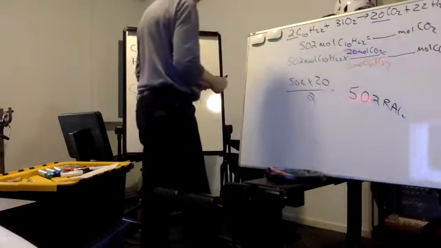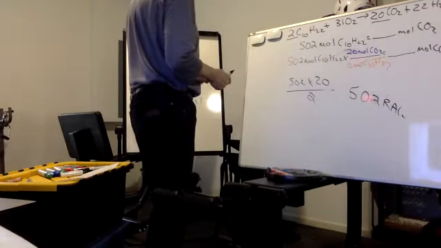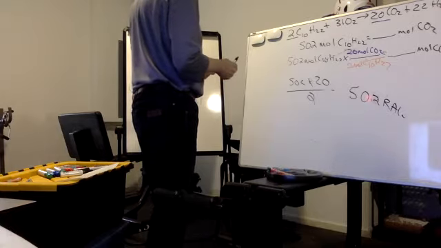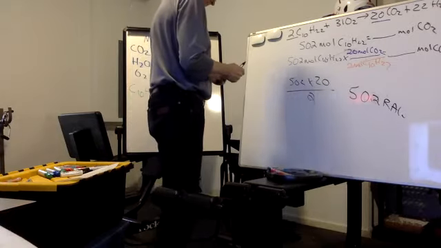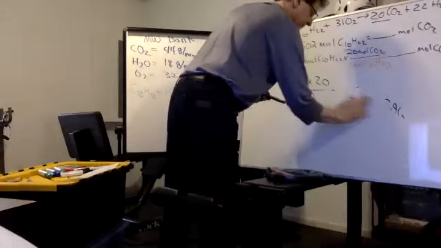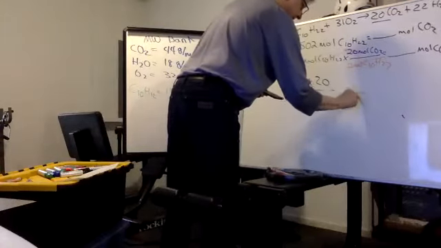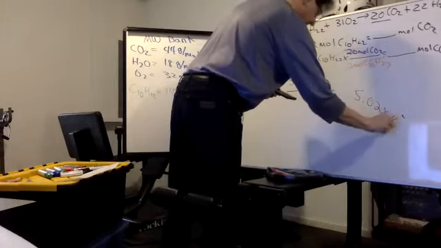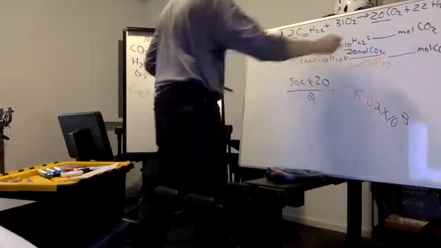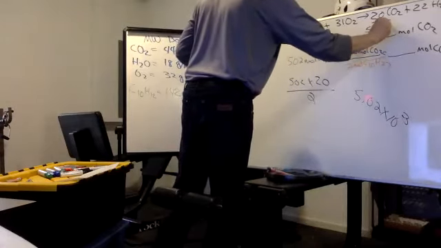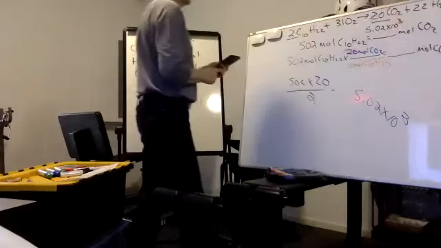I have 3 sig figs. That can't be right. I'm off by an exponent. It's 5.02, yeah, times 10 to the third. There we go. Don't lose the exponent.